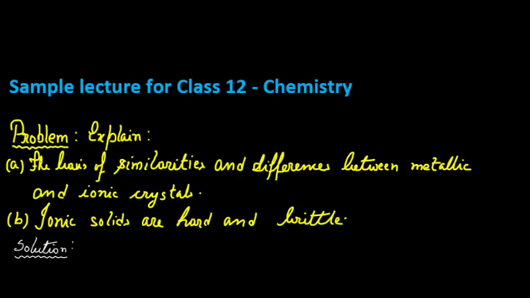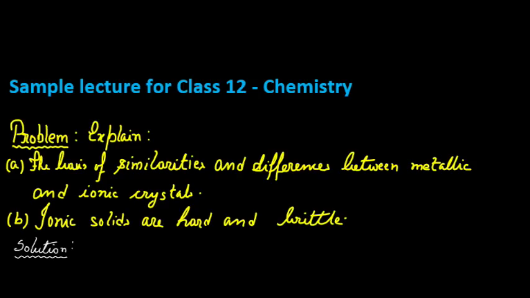The answer to the first part is that the basis of similarity between metallic and ionic crystals is that both these crystal types are held by electrostatic force of attraction. In metallic crystals, the electrostatic force acts between the positive ions and the electrons. In ionic crystals, it acts between the oppositely charged ions. Hence, both have high melting points.